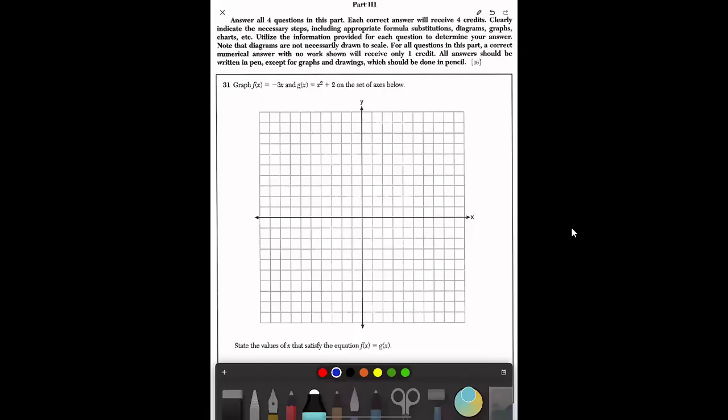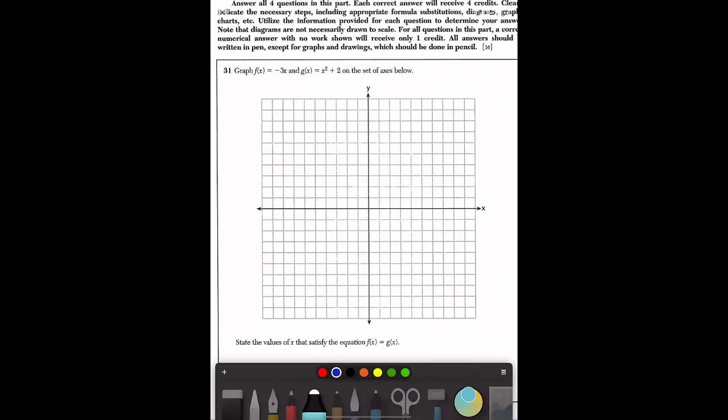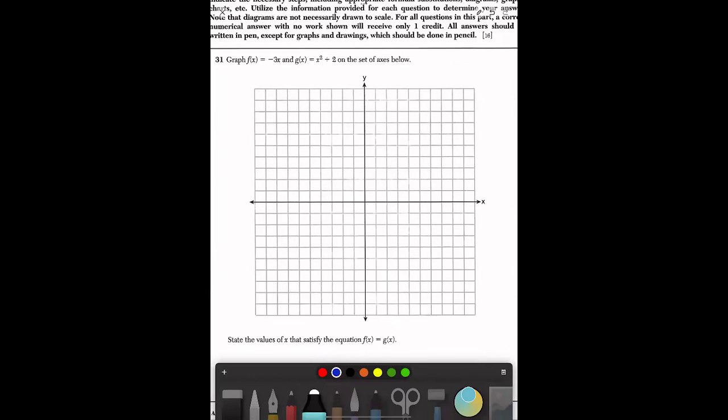All right, guys, this is question 31 from the June 2025 Algebra 1 Regents exam. Basically, they give us two functions. One's linear, one's quadratic, and they want us to graph both functions, and find where those two functions are equal to each other. So all we're going to do is graph them, and find the intersections. We're going to label the intersections. The x coordinates are what they want.